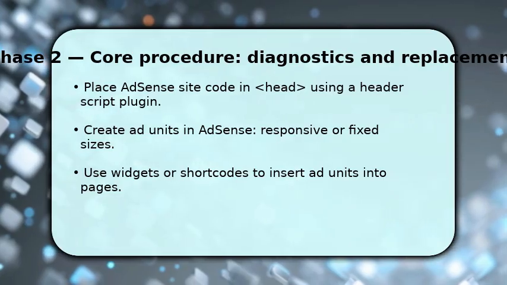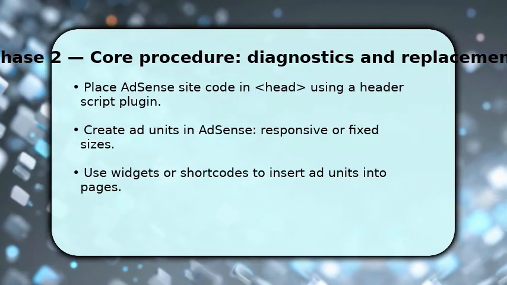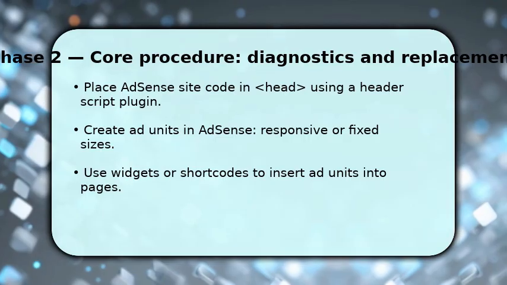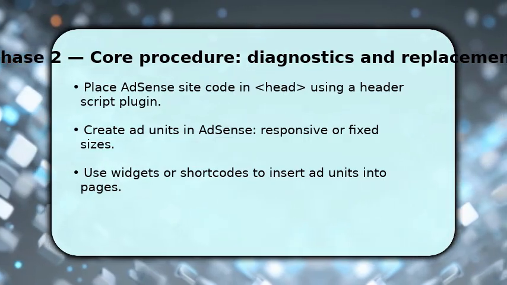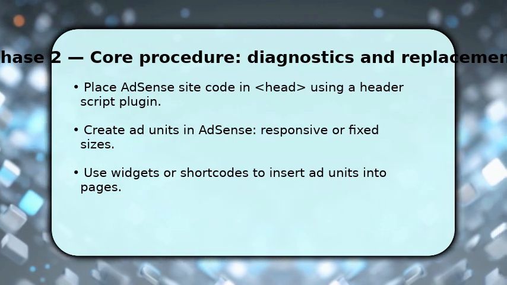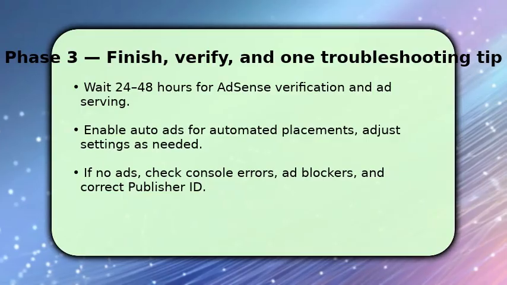Then, use WordPress widgets, a shortcode plugin, or your theme's ad slots to paste each ad unit where you want it to appear. Make sure to test on desktop and mobile, because responsive units adapt differently across viewports. Finish by confirming that AdSense shows your site as verified, which can take 24 to 48 hours.